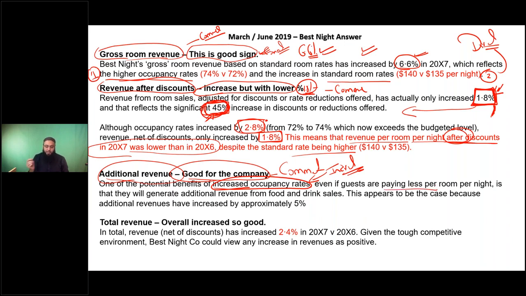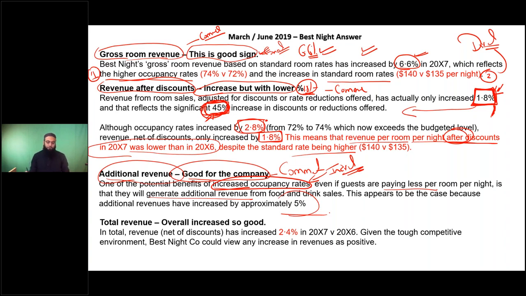Yes, people paying less for the room will generate additional revenue from food and drink. And this is good for the business. Happy? So what is a direct link? Rizwan, Maniya, students, what is a direct link? Information given in the scenario, you refer to that. What is an indirect link? You link and find the reason through another indicator or ratio in the same question. Perfect. Perfect example.